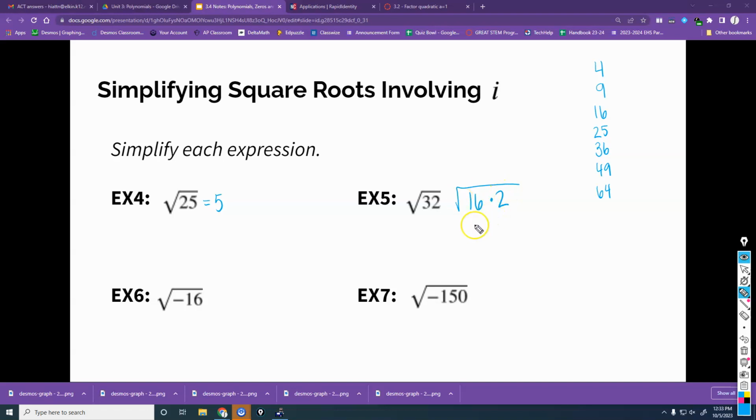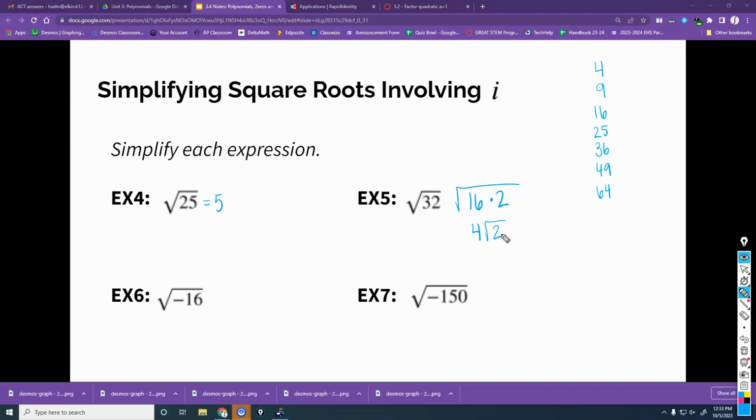So when I do this, it really means square root of 16 times square root of 2. What is the square root of 16? It's 4. I'm taking the square root of it. It's no longer underneath the square root. But the 2, I cannot take the square root of. So it has to stay on the inside. No number times itself will give you 2. So it stays on the inside. Do you guys remember doing that?